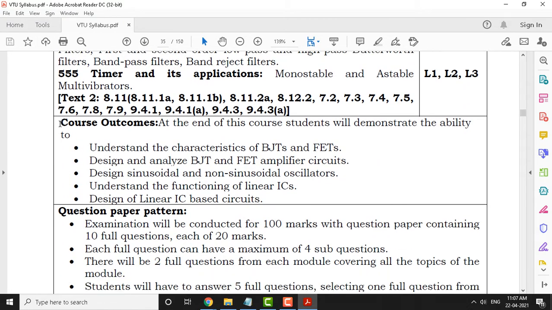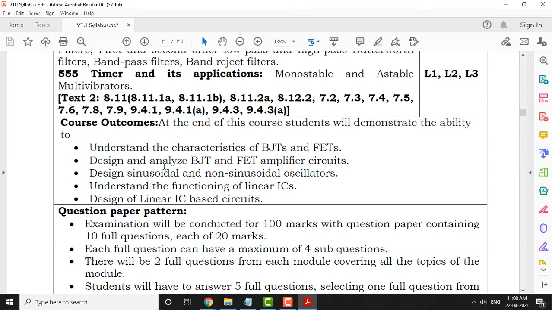Last class we also told about course outcomes. There are totally 5 course outcomes here. Students will be able to understand the characteristics of bipolar junction transistors and field effect transistors. So these characteristics you will be in a position to understand, and once you better understand these two devices, it will be easy for you to study the circuits, and analysis of circuits becomes very easy.